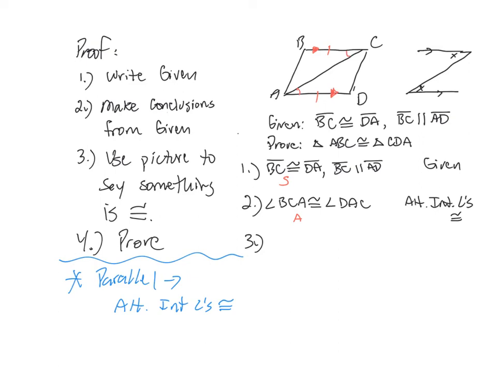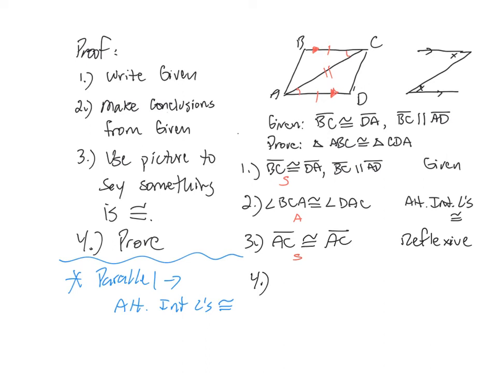I need another side, so I'm not going to use vertical angles, but if we notice, it's kind of the same as this picture. Well, AC is in both triangles. AC is congruent to itself. Reflexive property. You can just put reflexive. So it's this side in the middle. So here's my side, angle, side.